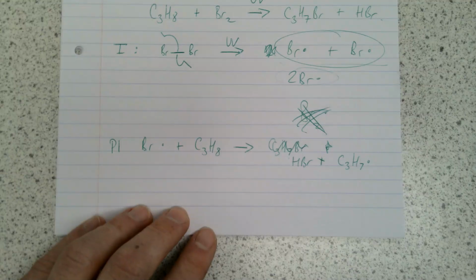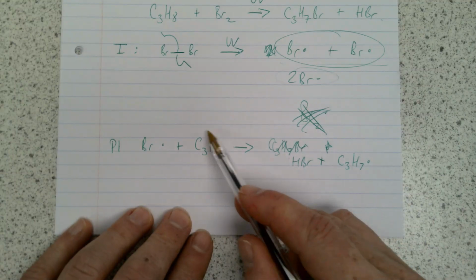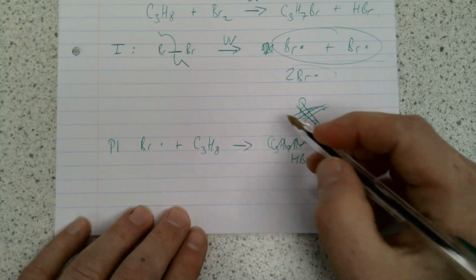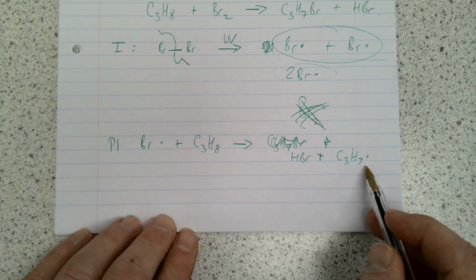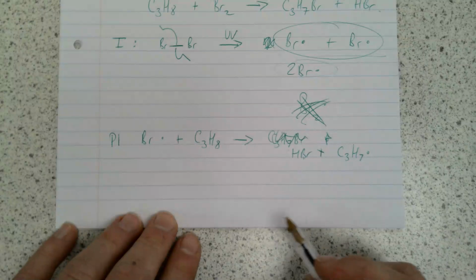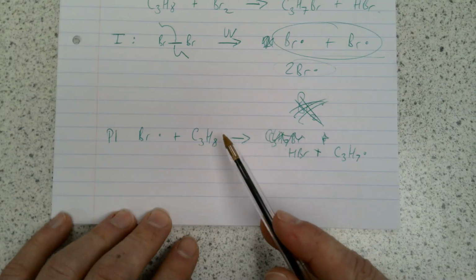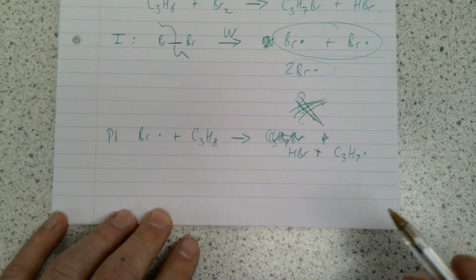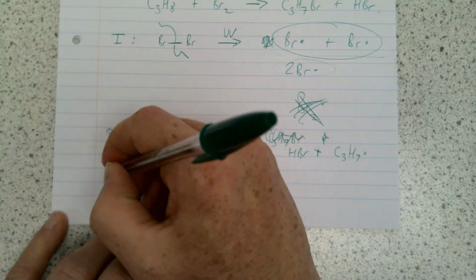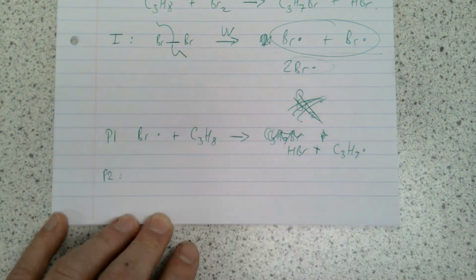So you've got the bromine radical reacting with the propane, ripping off a hydrogen from the propane to make the propyl radical this time, and HBr. So the learning point here is that this free radical substitution can happen with any alkane, not just the ones that we've been shown. And then propagation 2, please. I'm going to give you no help with this one. Go.